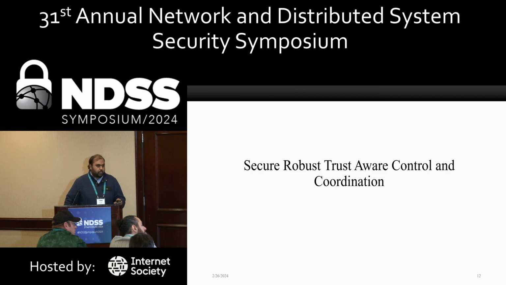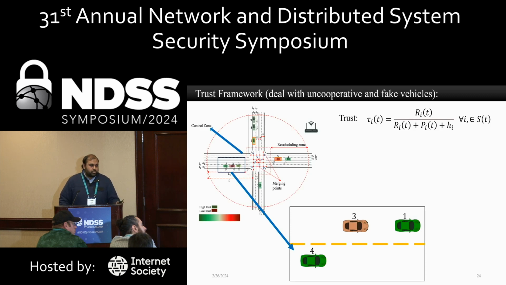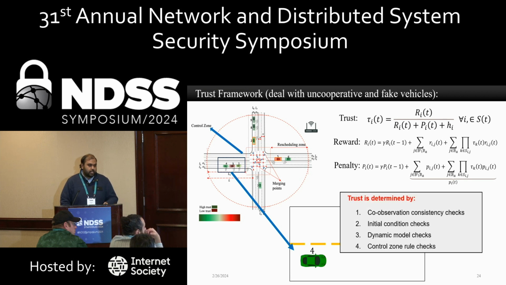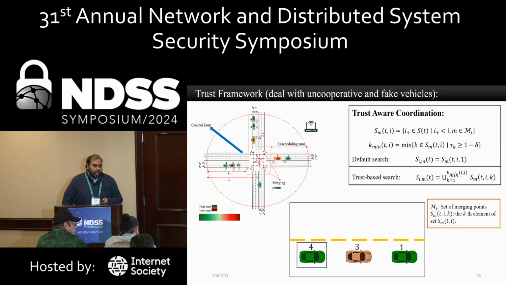So we have our secure, robust, trust-aware control and coordination. What we do is we incorporate the idea of a trust framework, and we compute the trust for every car in the control zone, and we use some specifications. These can be anything depending on the type of network one considers, but for us, we deem these as suitable. We use these specifications to identify the behavioral anomalies in the cars in the control zone, and accordingly adjust the trust associated with them. And then we introduce this idea of trust-based coordination.